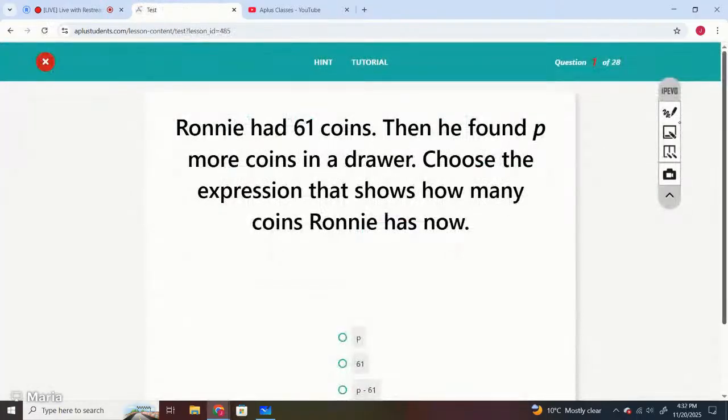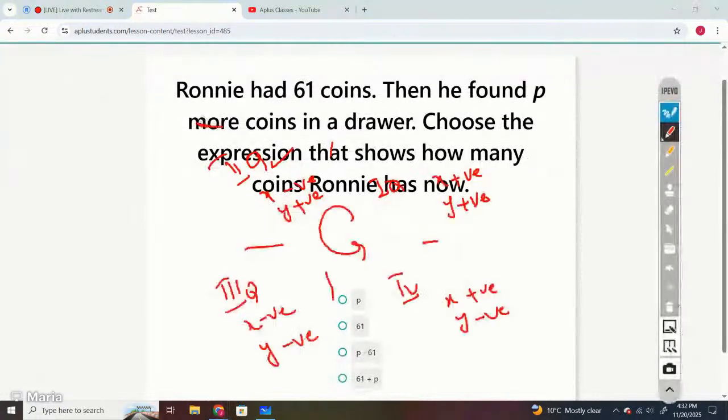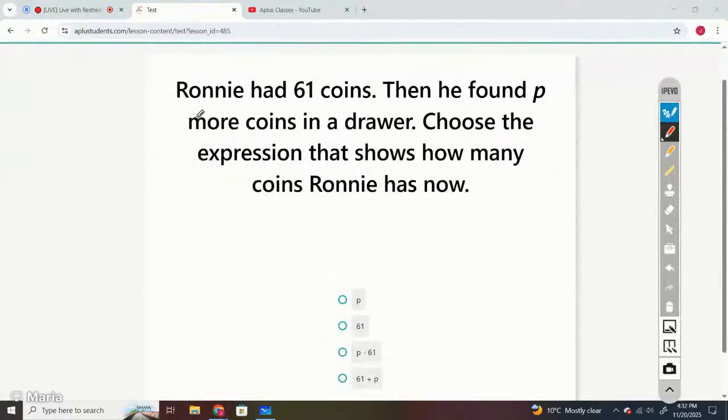Coins. Then he found P more coins in the drawer. Choose the expression that shows how many coins Rumi has. So he already has 61. Right now he has P more than 61. So that is 61 plus P. Option number 4 is the correct option.